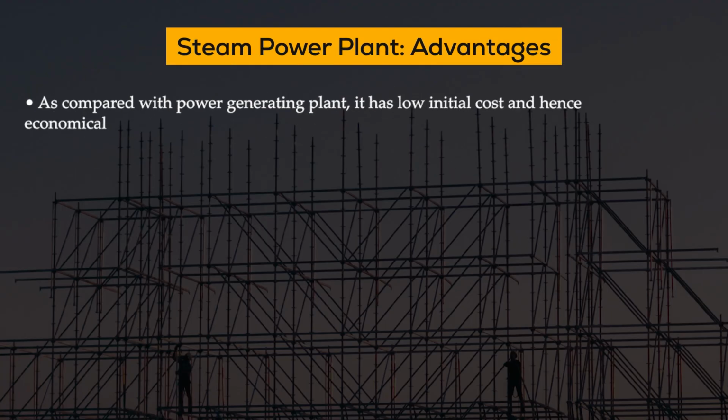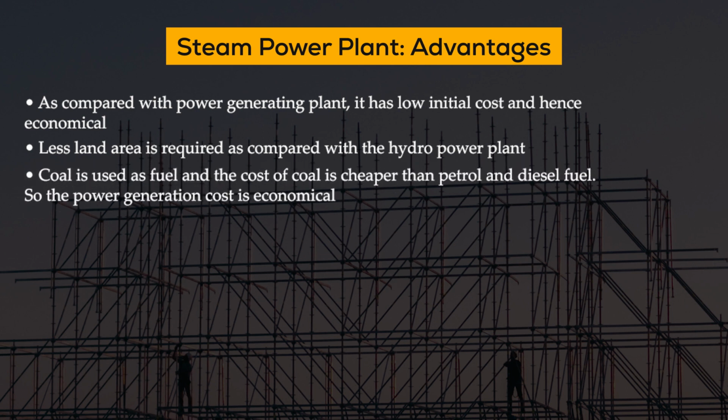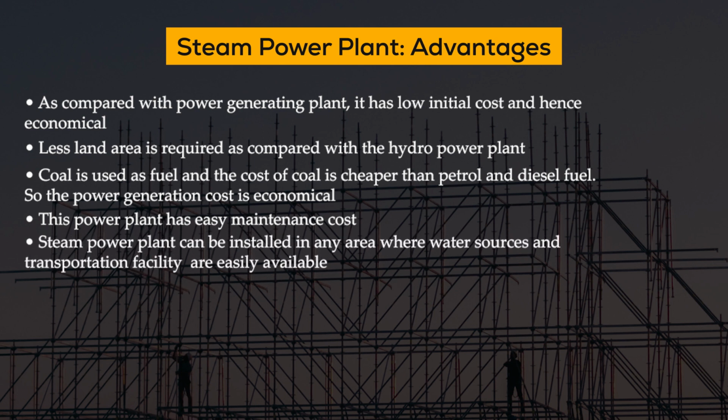Here we will discuss the advantages of a steam power plant. As compared with other power generating plants, it has low initial cost and hence is economical. Less land area is required for the steam power plant as compared with the hydro power plant. Coal is used as a fuel, and the cost of coal is cheaper than petrol and diesel fuel. So, the power generation cost is economical in the case of a steam power plant. This power plant has easy maintenance. A steam power plant can be installed in any area where water sources and transportation facilities are easily available.